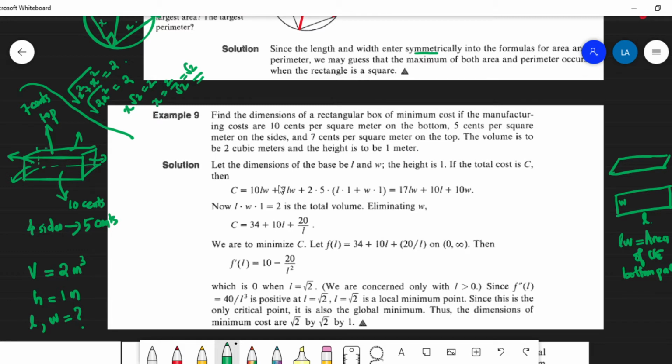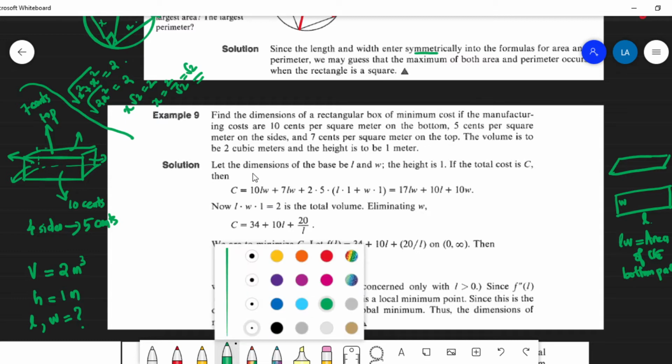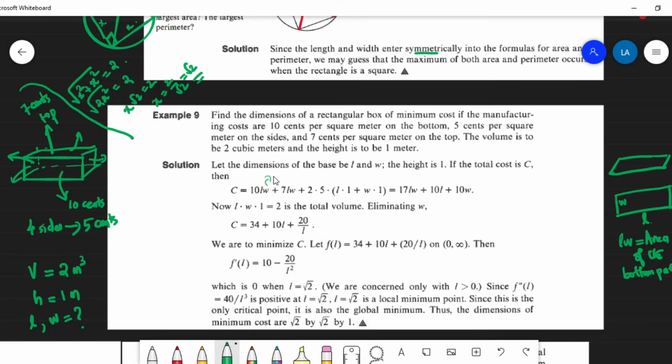We are given per square meter, so that is 10. So you have to multiply 10 with the area of the base. Then you have 7 cents per square meter on the top. That is again the area of the top will be L into W because it is a rectangular box. So multiply it with 7.